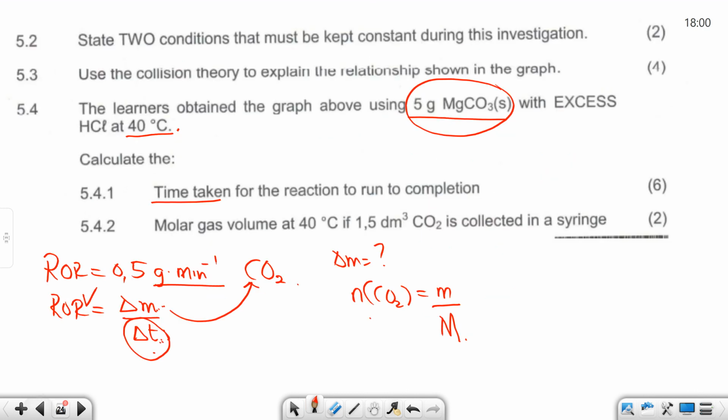Okay. Now, what do we have? Calculate what? The molar volume. Calculate the molar gas volume. This is Vm. All right? If 1.5, wait, they said at 40. So everything we're doing is at 40. If 1.5 dm cube of gas is what? Of CO2 is produced. I think we have everything we need. We are looking for what? Molar volume, which is Vm. Do we know the volume itself?